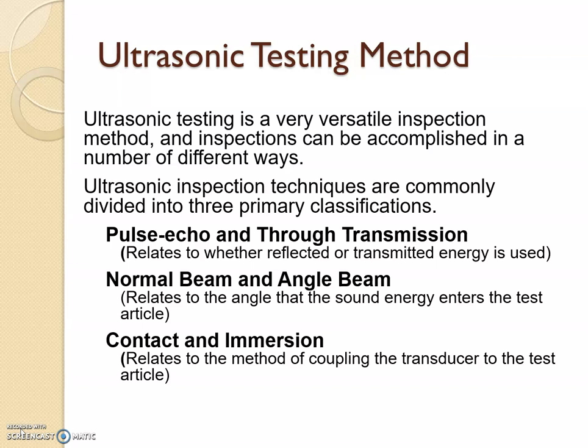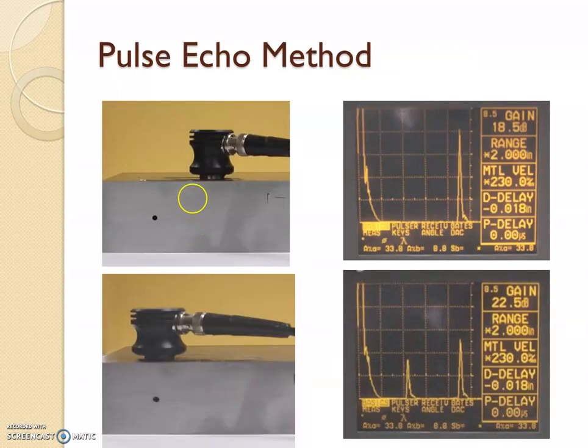Before going to see the ultrasonic flaw detector, we have to know the principle of the ultrasonic flaw detector. So the principle is, whenever there is a change in medium, then the ultrasonic waves will be reflected. This is the principle used in the ultrasonic flaw detector. Let us see the working of the pulse echo method.